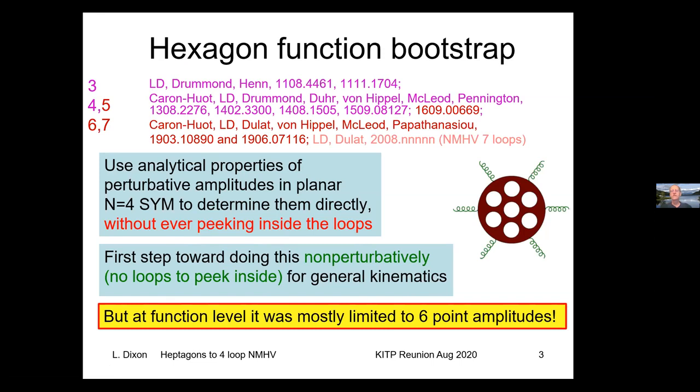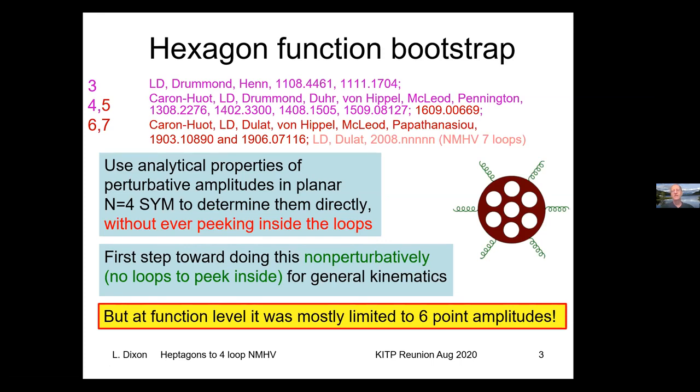And the point of this talk is to tell you that we can now redo the same sort of thing at the 7-point level as well. So we'll be able to push to 4 loops. So this is the second in the 4-loop session of this conference.